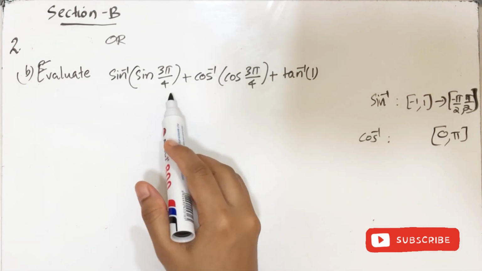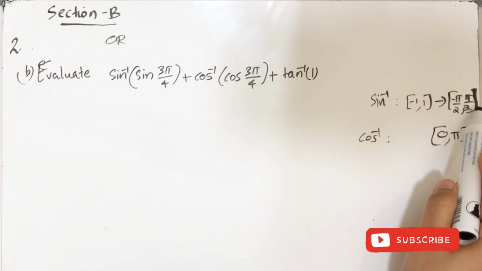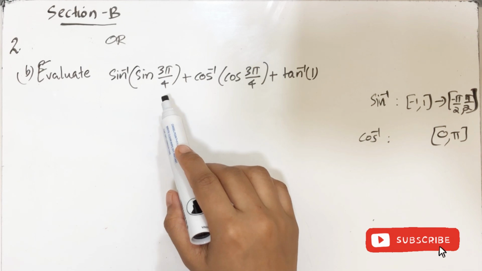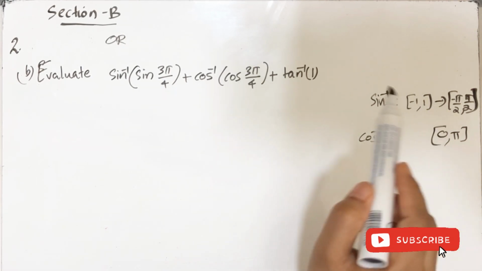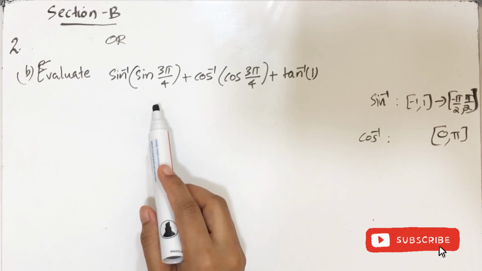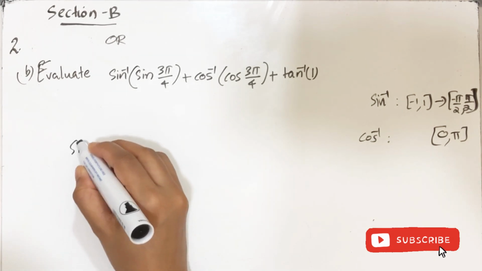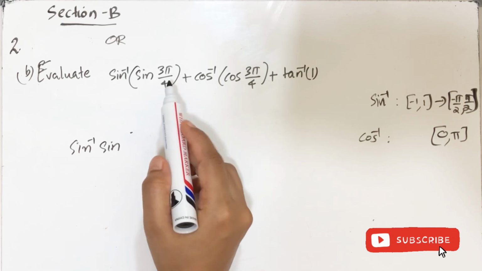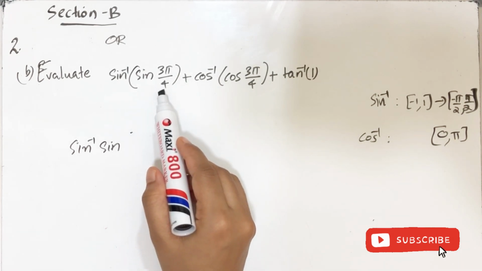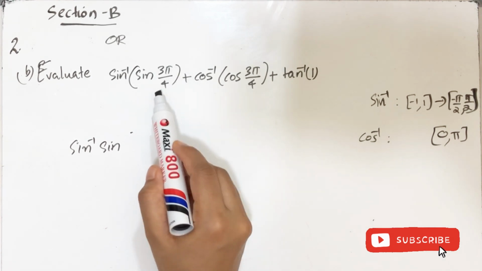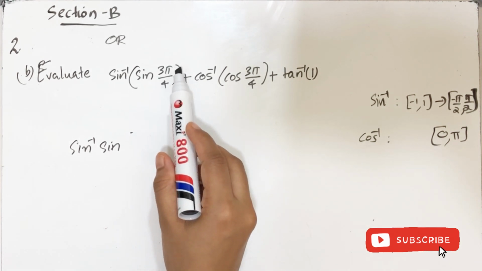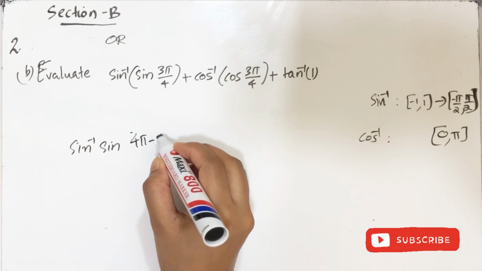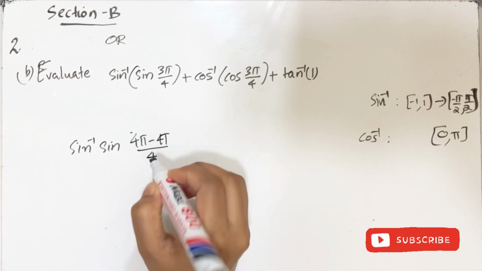Okay, so here 3 pi by 4, is it in the range minus pi by 2 to pi by 2? No, pi by 2 is 90 degrees and 3 pi by 4 is 135 degrees, so not in that range. So we have to convert it into the principal range. So how can we do that? We can write sine inverse of sine 3 pi by 4. We can express it in terms of the denominator. 3 pi is 4 pi minus pi. Okay, denominator is 4. So we can write 4 pi minus pi. 3 pi is 4 pi minus pi. So sine inverse of sine of 4 pi minus pi by 4.